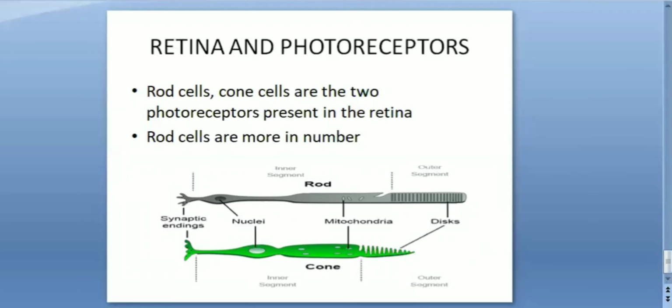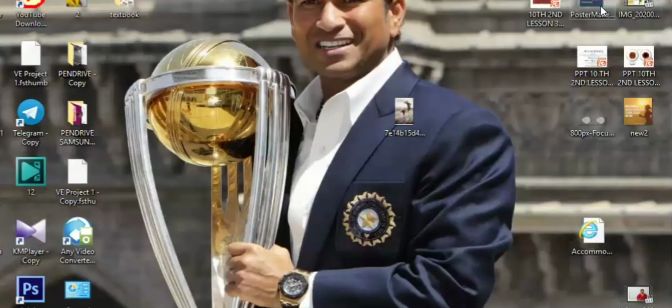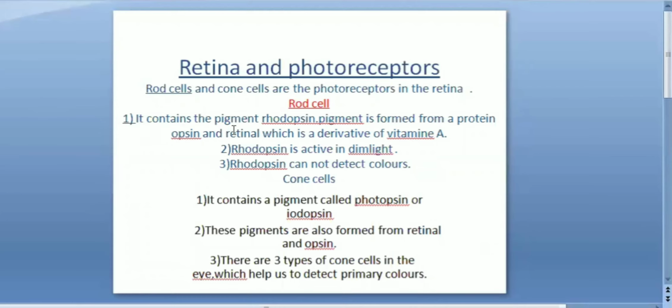Okay, so there are two types of photoreceptors. They are rod cells and cone cells. Then one more important point: in the retina, the number of rod cells is more.